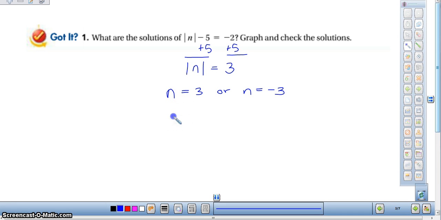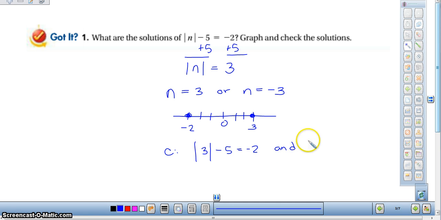And again, if we are going to graph that on our number line, we're going to have down at negative 3, we'd put a point, and at positive 3, we'd have a point. Now, the check, we're going to plug in place of n, maybe the first time, absolute value of 3 minus 5. Does it give us negative 2? And our other solution is the absolute value of negative 3 minus 5. Does that also equal negative 2?